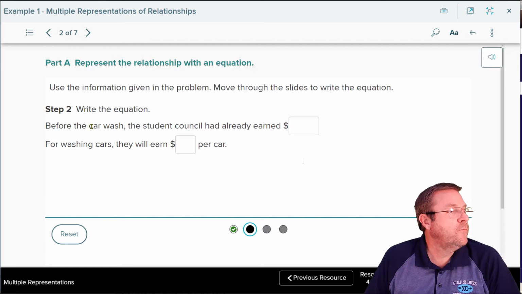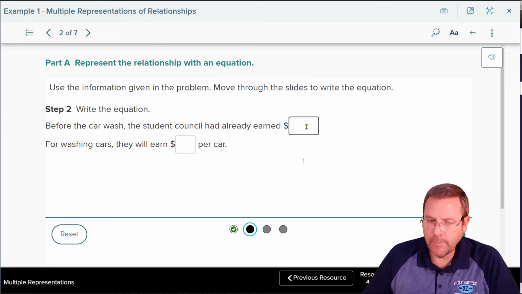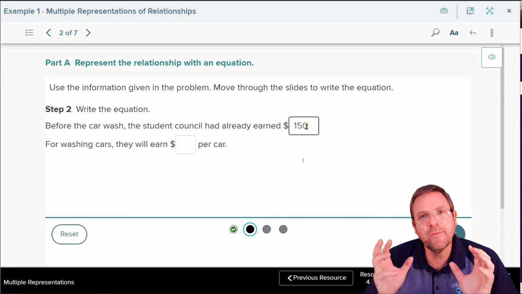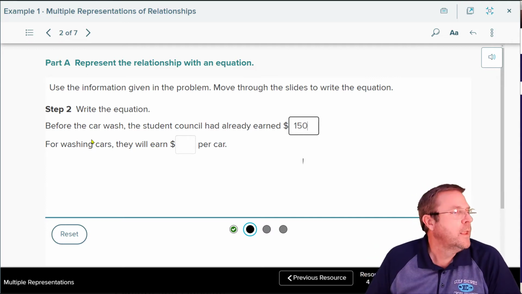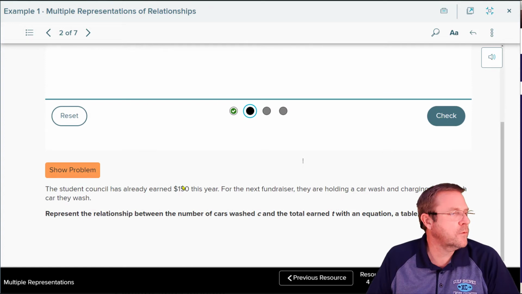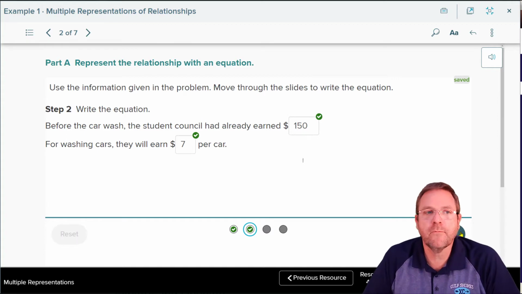Next, before the car wash, the student council already had how much money? I believe that was $150. And that $150 is where you're going to be starting from. That means you have a plus $150 on the end of the equation. For washing the cars, they will earn how much per car? I think it was 7, but let's go down here and look. They started at $150, 7 per car. Yep, so it is $7 for every car that they wash. There's your next piece of information.